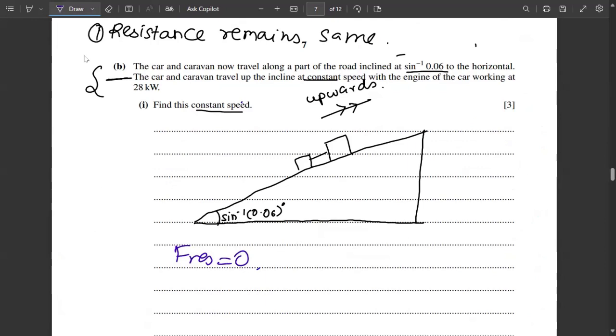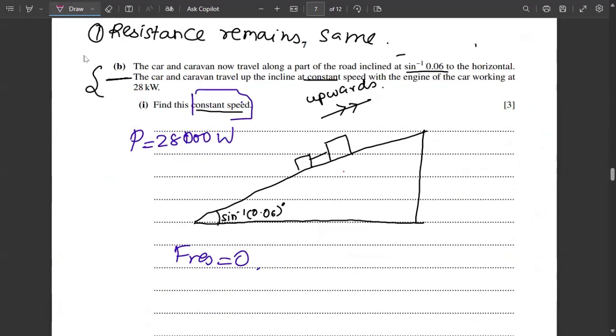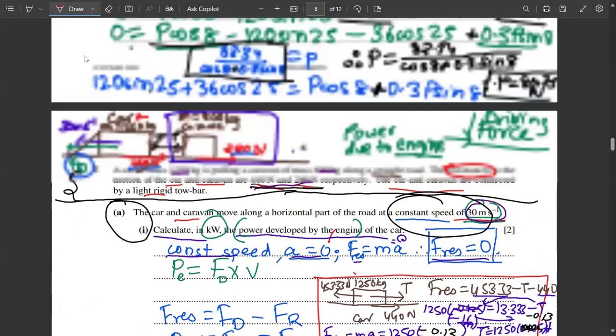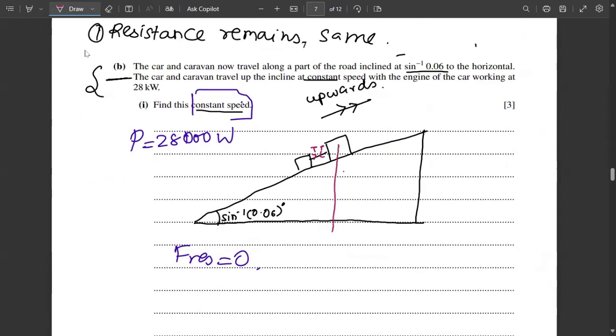Working at 28 kilowatt, so the new value of power is 28,000 watt. Find the constant speed. But before that, let us label the masses and everything. This will be the tension. What is the mass? The masses are 1250 and 800. Then the weights due to gravity are 12,500 newton and 8,000 newton.